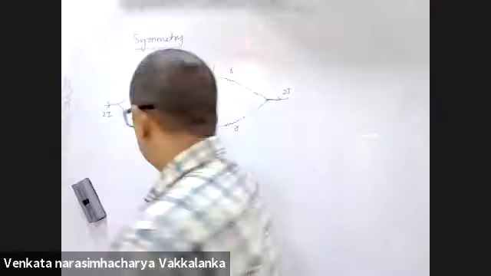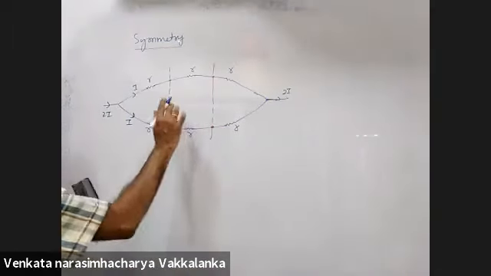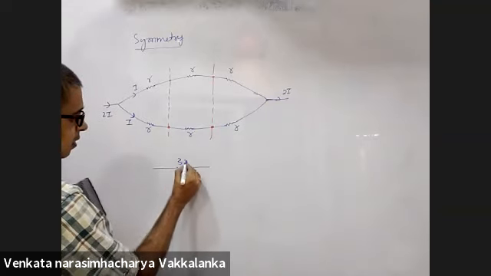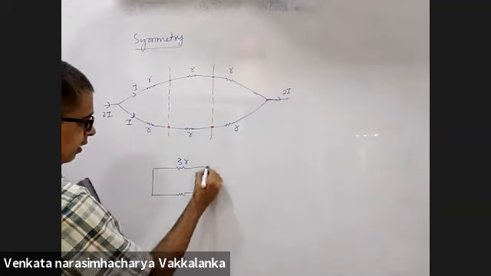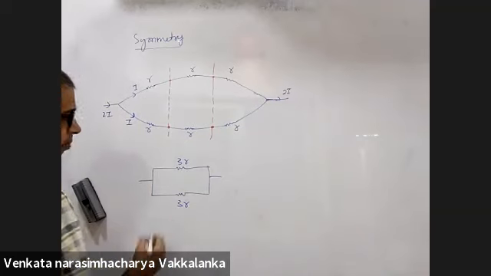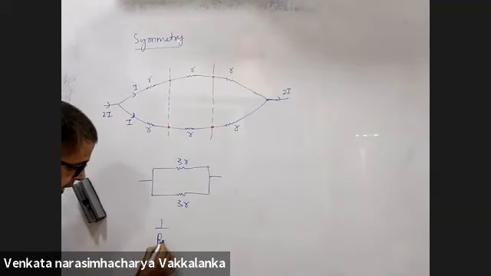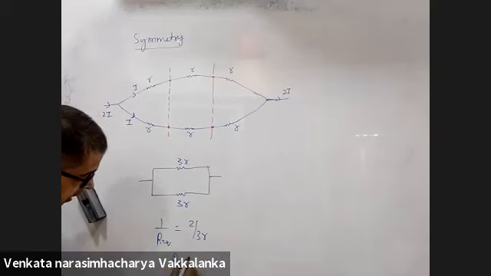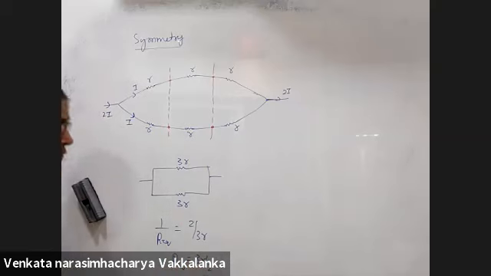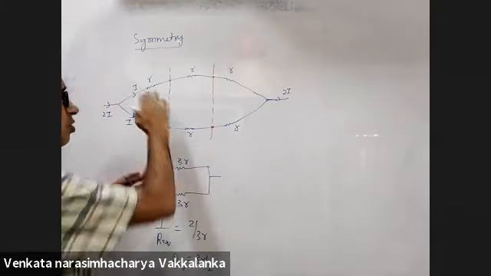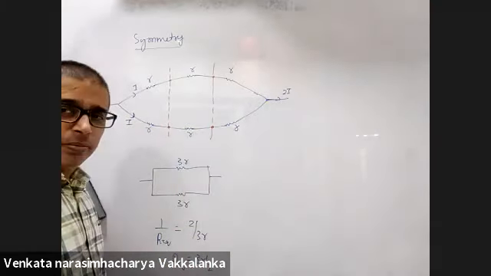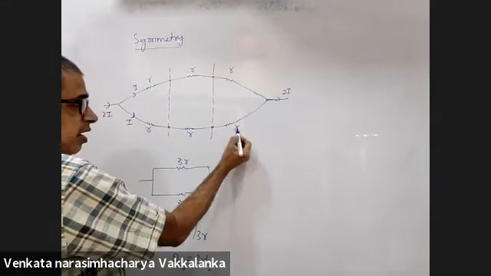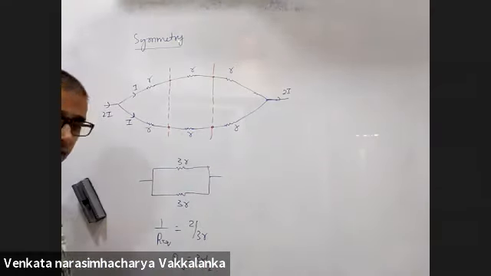Have a look at this. In this circuit, 3R and 3R are in parallel. 1 by R equivalent is 2 by 3R. R equivalent is 3R by 2. 3R are in series. 3R and 3R are in parallel.